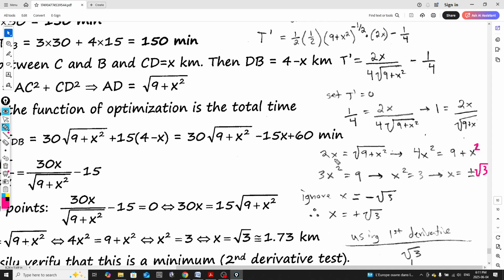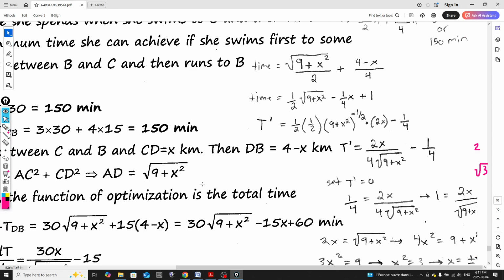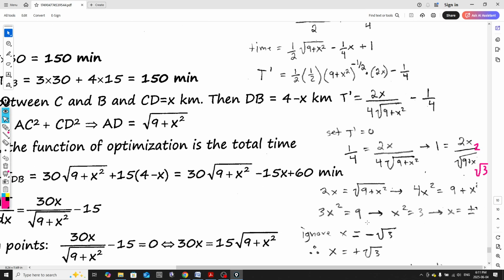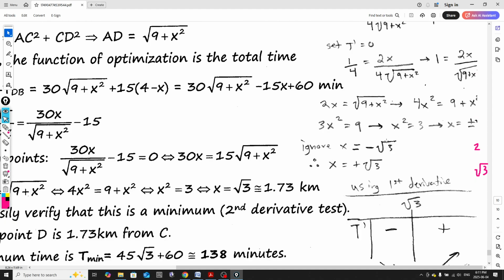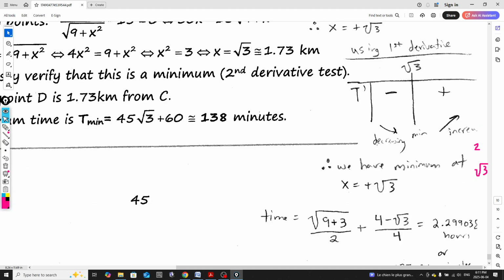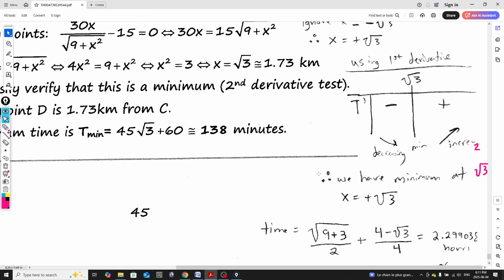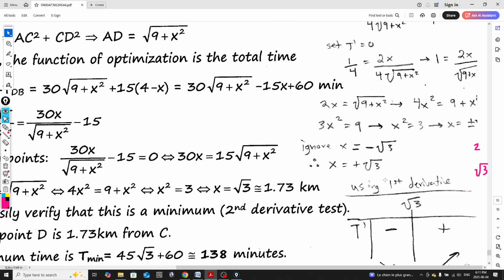Now, obviously, for the same reasons as before, we're going to ignore the negative root, because if we go back up here, what was x? It was this distance right here. It doesn't make sense for us to just have this as a negative distance, so we're going to ignore that. We're just going to focus in on x equals positive square root of 3. And again, you can do this either using the first derivative test or the second derivative test. It really doesn't matter. Let's just use the first derivative test. So that's what I've got down here.